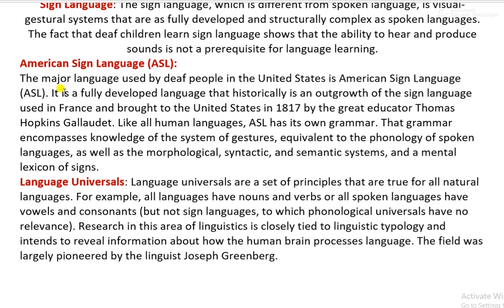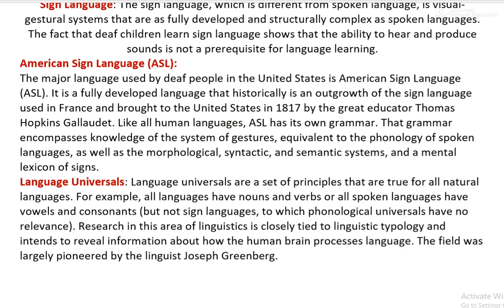Then our next term is American Sign Language, or in short ASL. The major language used by deaf people in the United States is American Sign Language. It is a fully developed language that historically is an outgrowth of the sign language used in France and brought to the United States in 1817 by the great educator Thomas Hopkins Gallaudet.